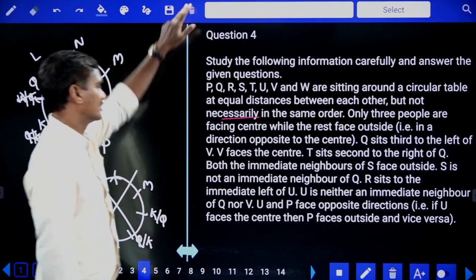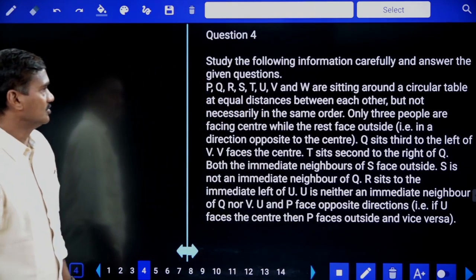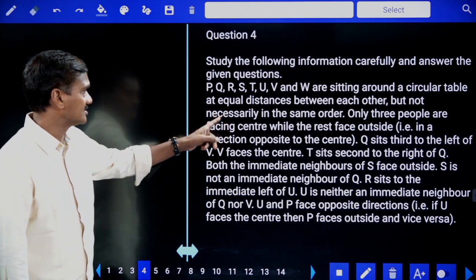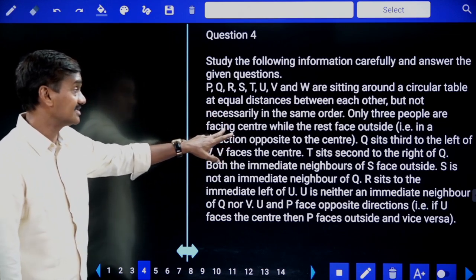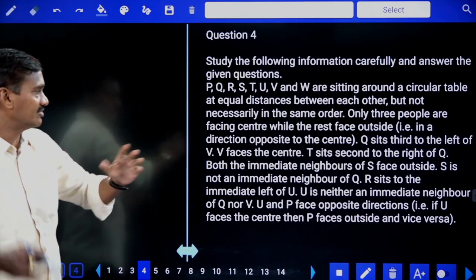Then coming to the fourth one. Now in this fourth one, 8 persons P, Q, R, S, T, U, V, W are seated around a circular table at equal distance, and 3 people are facing the center. Specific information is given. 3 face the center, the remaining 5 are away.